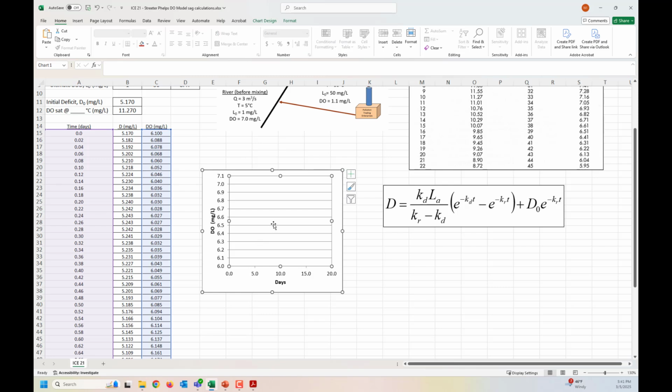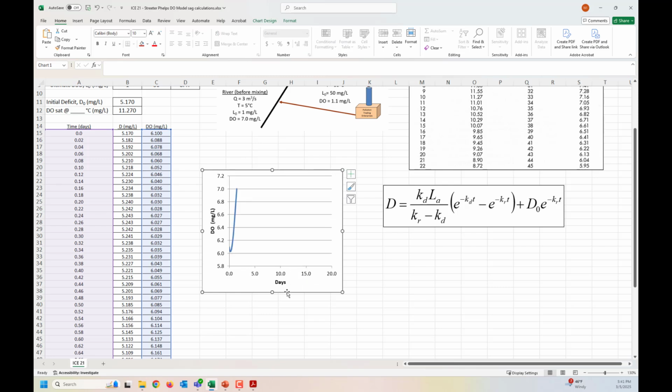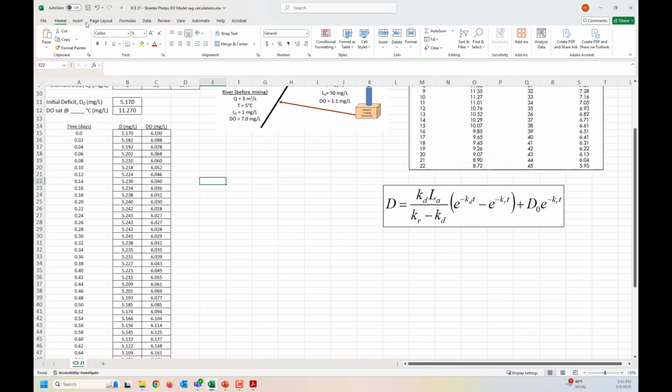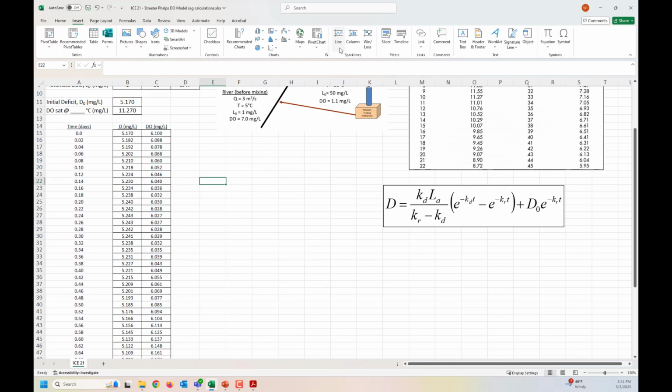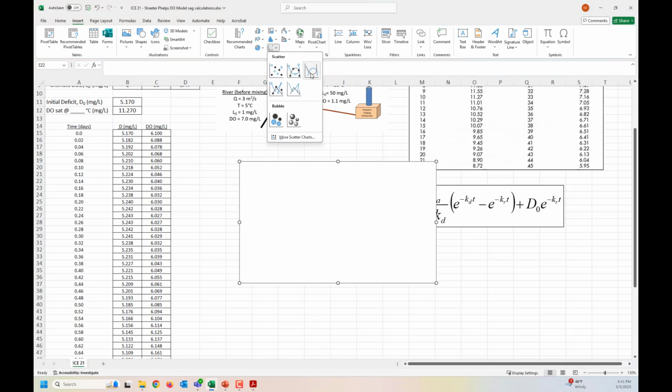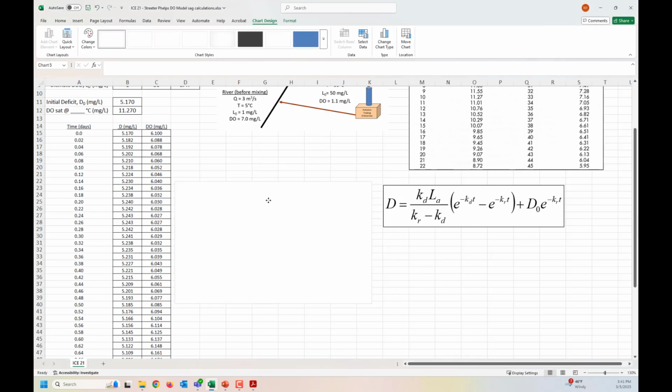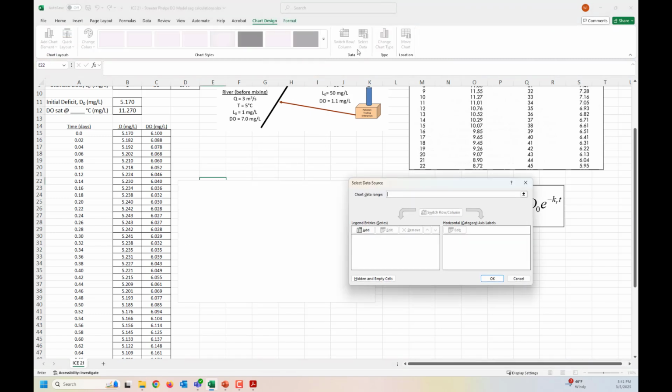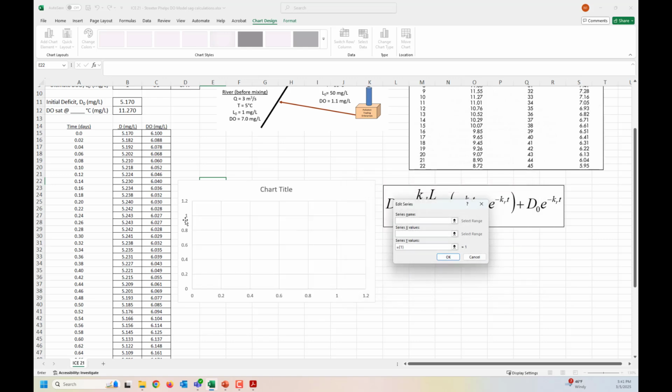So you can see here I had a graph from before. Let me just delete that and start from scratch. I'm going to do a figure, and I want it to be an XY that does not show the individual data points, and we'll smooth the lines. Okay, so now I need to select the data. So this is going to have, on the horizontal axis, time in days.